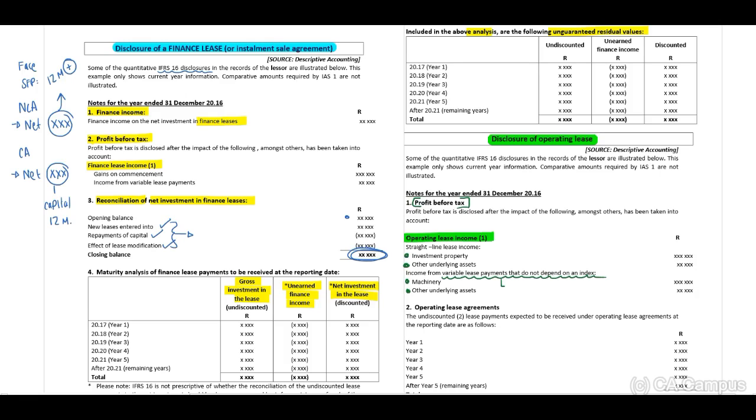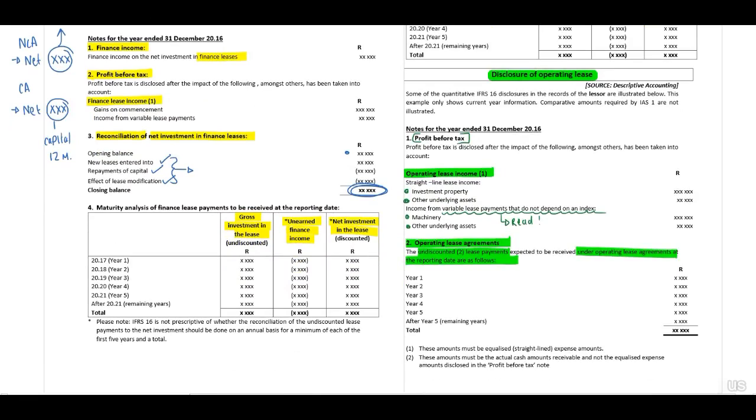Now guys, you will have to read the information provided. They will indicate to you that there's a variable lease payment relating to machinery or any other underlying assets. Then the operating lease agreement details. The undiscounted lease payments expected to be received under the operating lease agreement at the reporting date, year 1, 2, 3, and so forth.